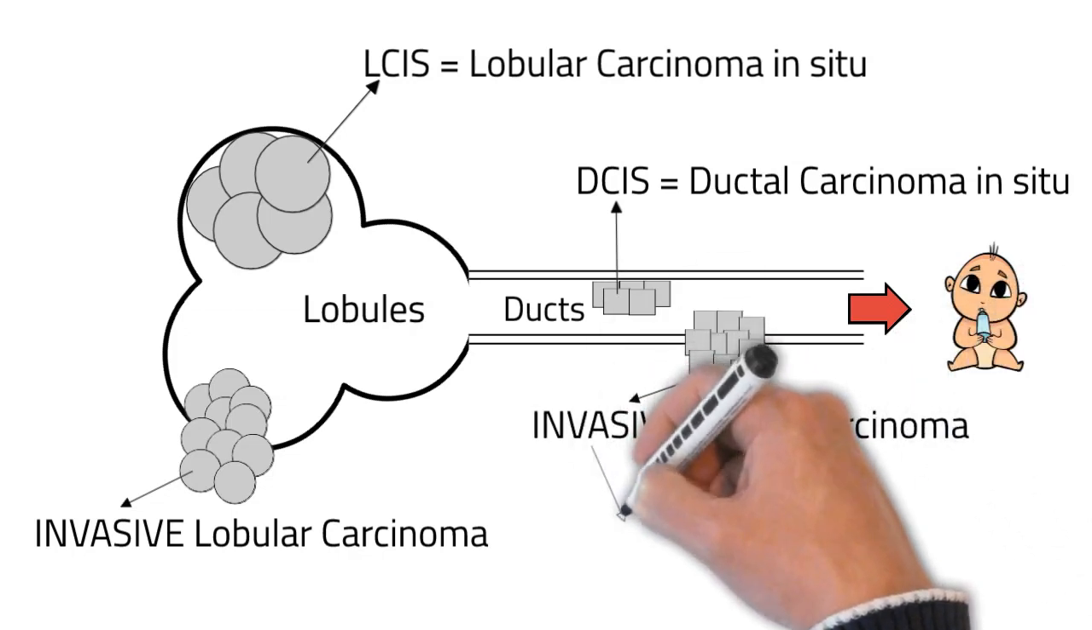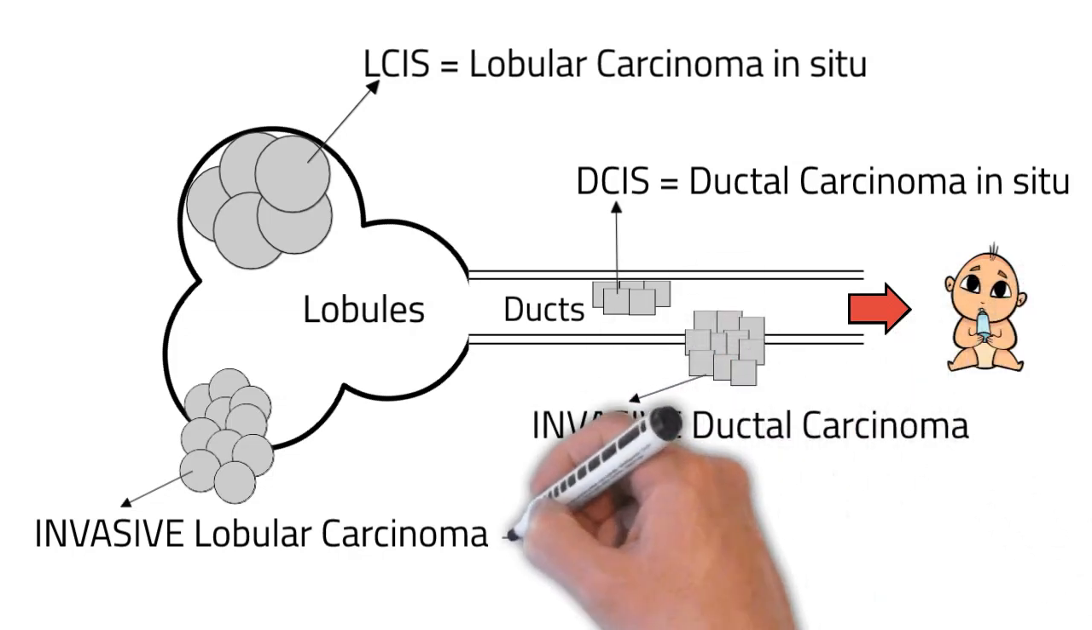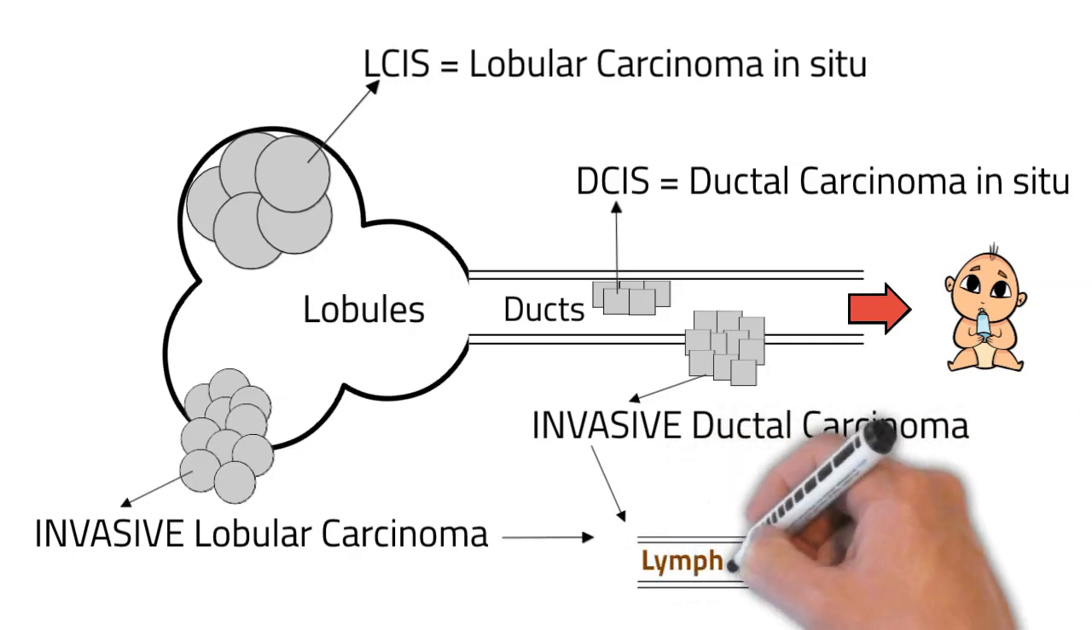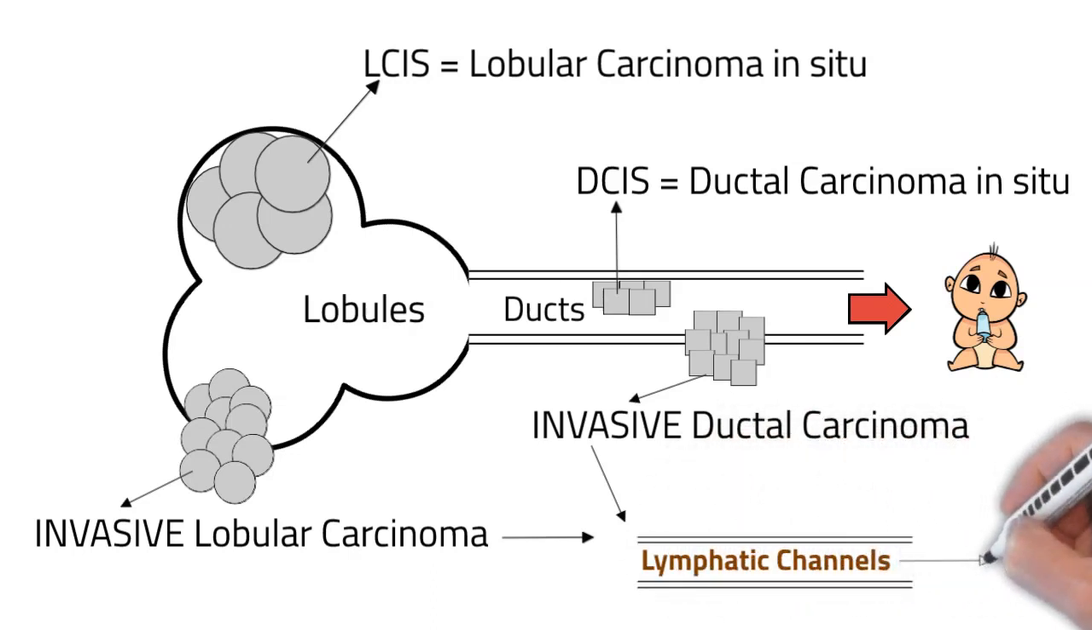The problem with invasive disease is once those cells break through those membranes, they can get to the lymphatic channels where the lymph nodes can then be infected with cancer cells. The lymph nodes are the on-ramp to the rest of the body.